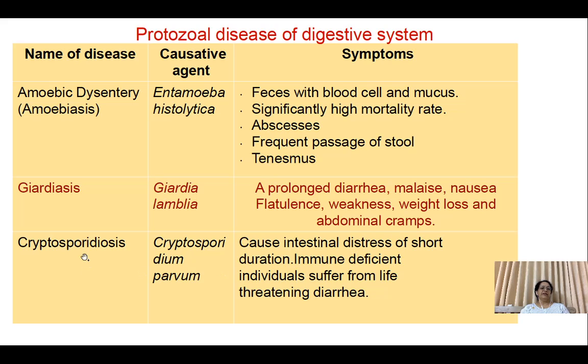Next disease is cryptosporidiosis, caused by Cryptosporidium parvum. This causes intestinal distress of short duration. The problem is in immune deficient individuals, who suffer from life-threatening diarrhea. Mainly HIV patients suffer from such conditions due to cryptosporidiosis.